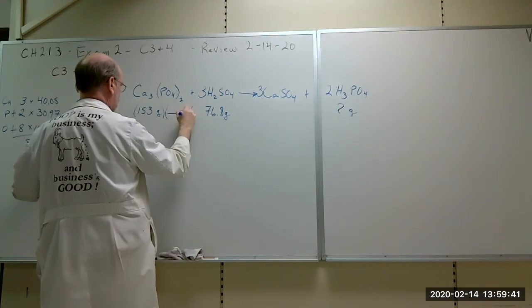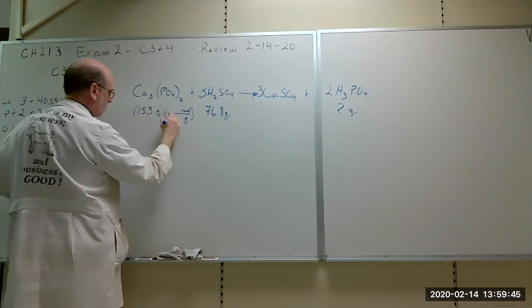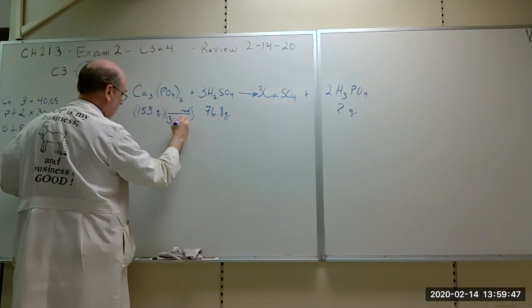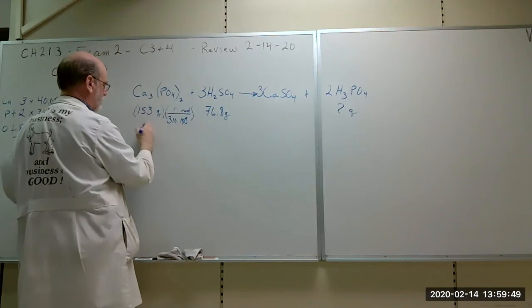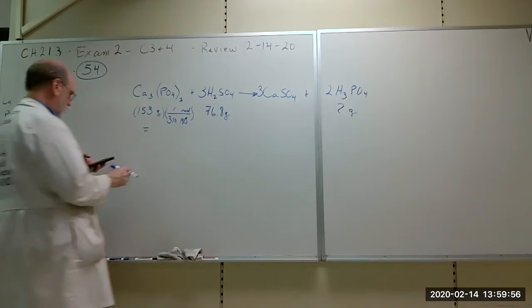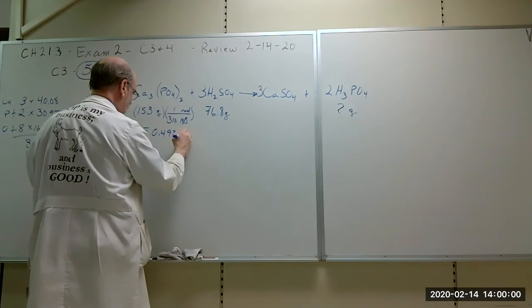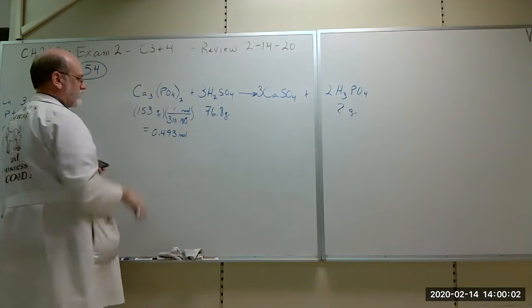Grams on the bottom, moles on the top. So grams cancel. That means this has to go in the bottom. There we go. If we divide that, we get 0.493 moles of calcium phosphate.